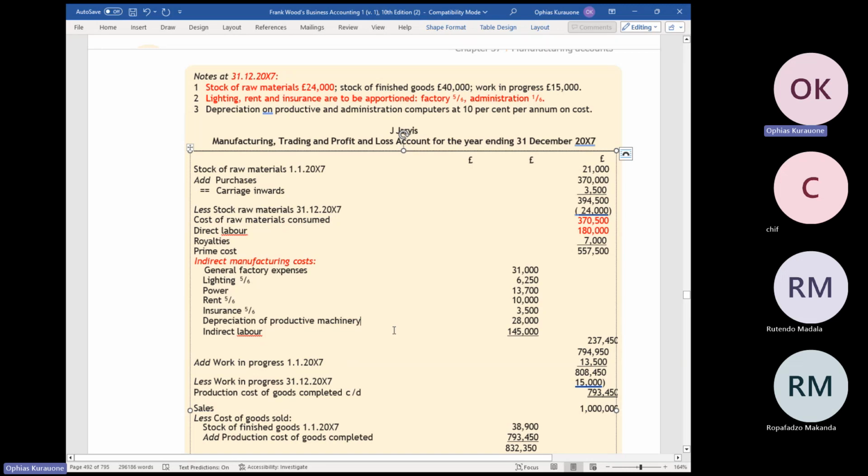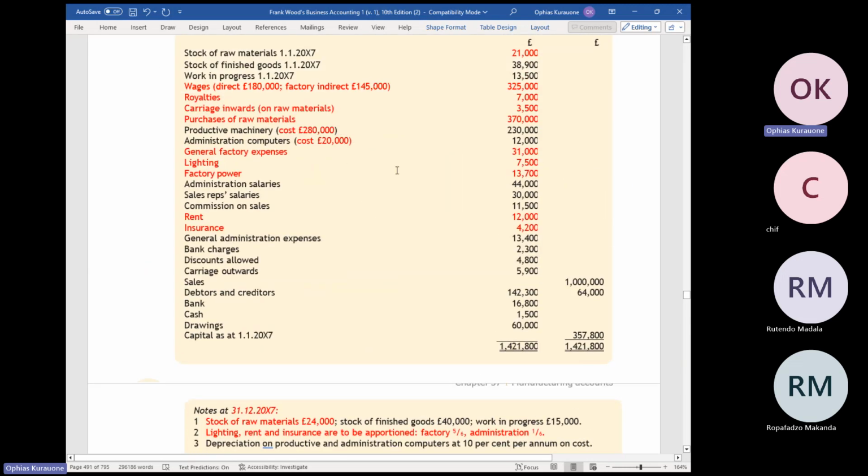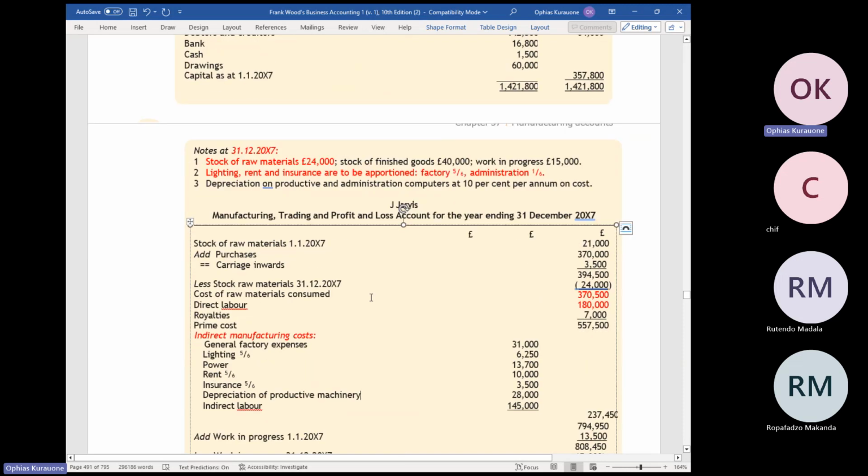Because this is productive machinery, we know that it is the factory manufacturing cost. Then we've got the indirect labor. Indirect labor is given here as 145,000. So you need to separate and know where to put the indirect and the direct labor. That's why here we have 145,000. So this is indirect labor.